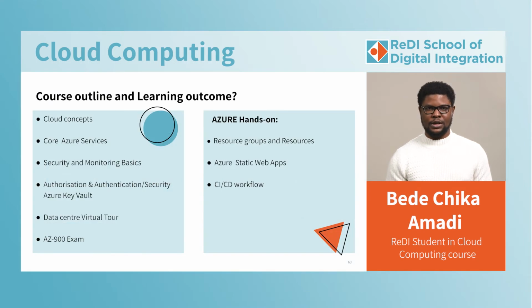Now to the course proper. During the course, we did have some learning outcomes. First of all, we learned about cloud concepts, where we talked about the various cloud models and architectures that exist. And we also did talk about some core Azure services, like compute, networking, and storage. And we also talked about security and monitoring basics. We further delved into extra layers of security in the cloud, like authorization and authentication, and also security Azure Key Vault.